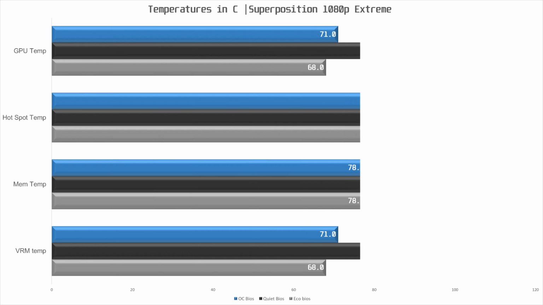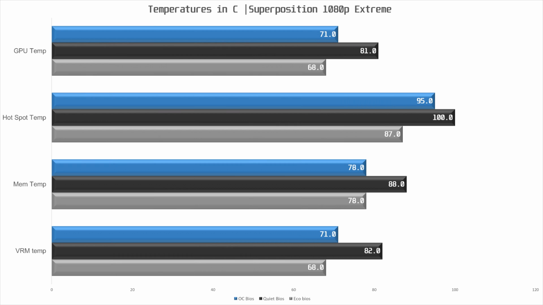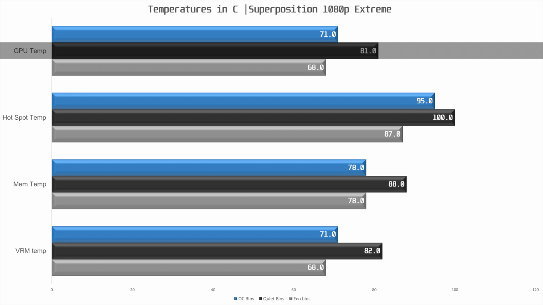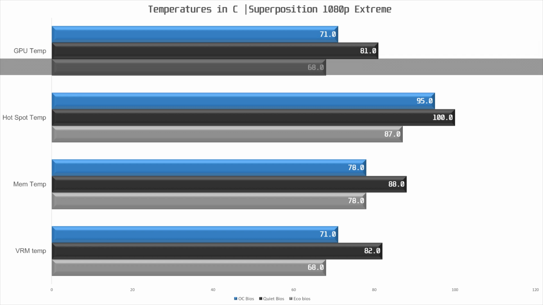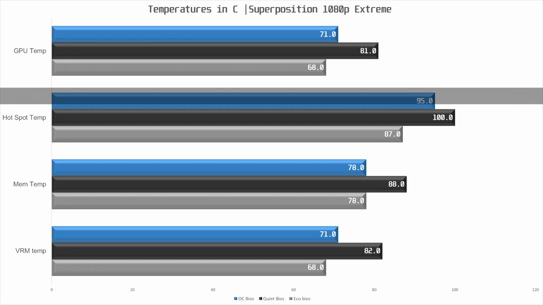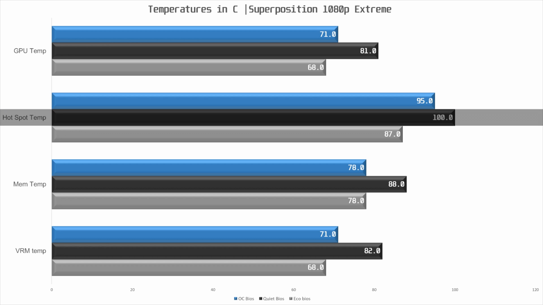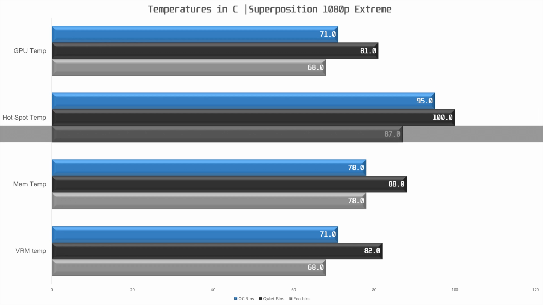For stressing the GPU, I ran Superposition in 1080p Extreme in game mode and let it sit there for about 20 minutes. The OC BIOS had a peak GPU temperature of 71 degrees, 10 degrees cooler than the quiet BIOS, but 3 degrees warmer than the new Eco or Efficiency BIOS. Hotspot temperature was 95 degrees Celsius for the OC BIOS, 100 degrees Celsius for the quiet BIOS, and 87 degrees Celsius for the new Efficiency BIOS.